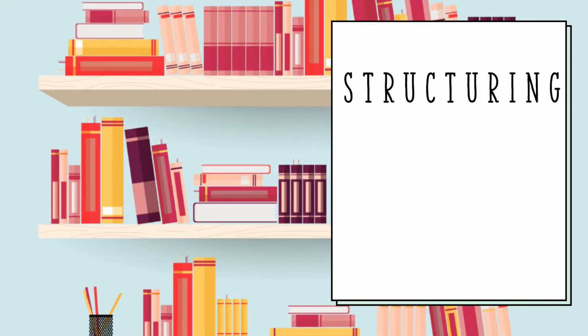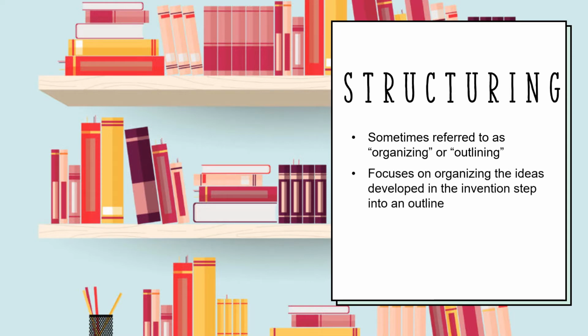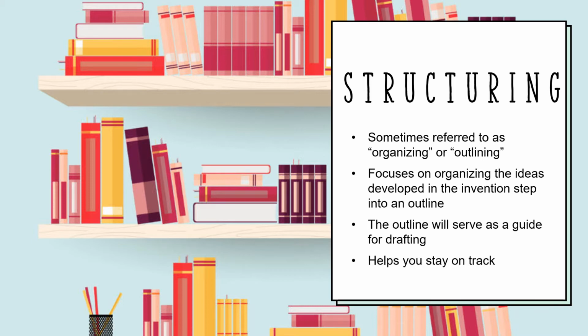The second step of the writing process is structuring and is sometimes referred to as organizing or outlining. As its name suggests, the structuring step focuses on organizing the ideas developed in the invention step into an outline. The finished outline will serve as a guide for drafting your written work. This step helps you stay on track. Neglecting this step often leads to writing that digresses from its main purpose.